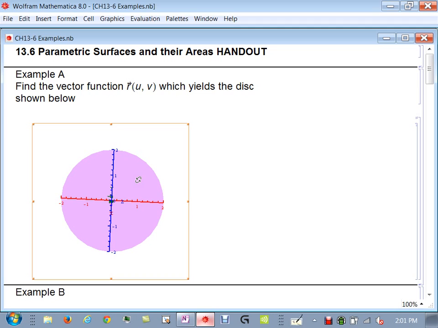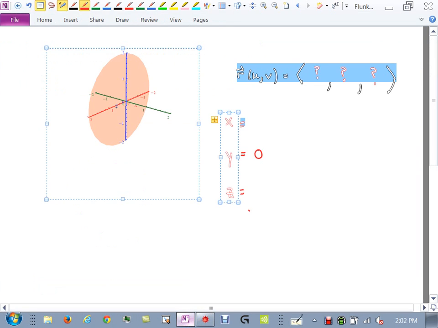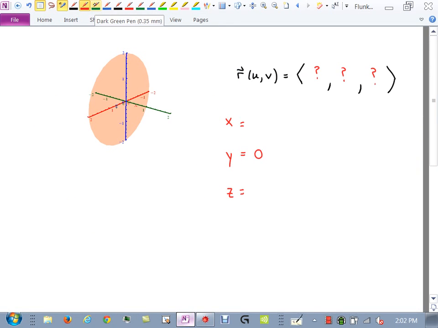Where my theta goes from 0 to 2 pi, and my radius goes from 0 to 2, right? So just see if you agree with this. Could I let my x, now I have to use u and v, I can't use r and theta, okay? Can I do this? Can I let my x be, let's say, v cosine u, and let my z be v sine u? And let my v be between 0 and 2, and let my u be between 0 and 2 pi.